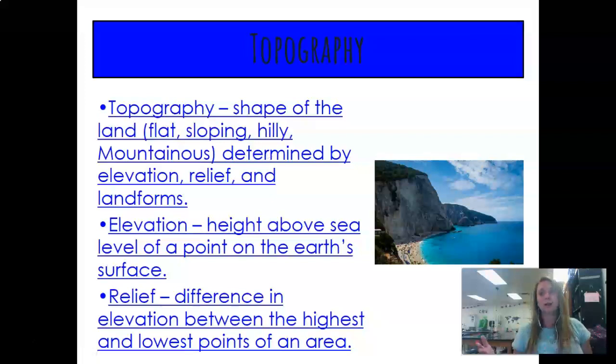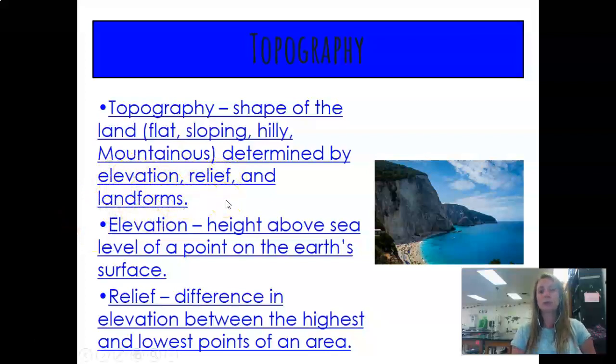Not all of them are nice with a 3D image. Some of them are just a flat surface, so we have to represent them by drawing different types of symbols to help show what kind of topography is being represented on that map. As you can see here, there are all different types. We can have a flat area, sloping, hilly, mountainous, all determined by three different terms which are really important today: elevation, relief, and landforms.